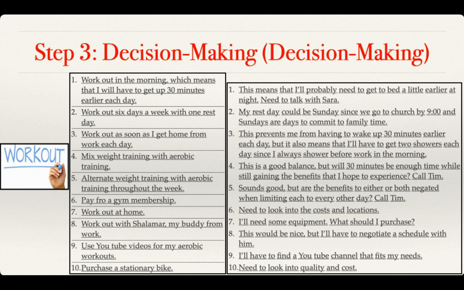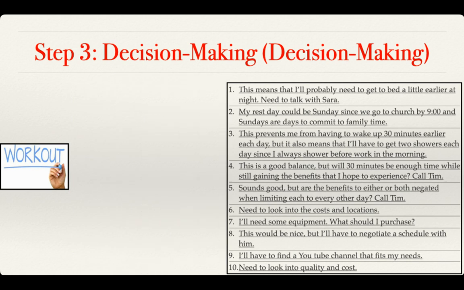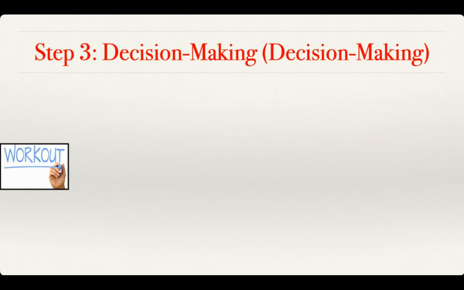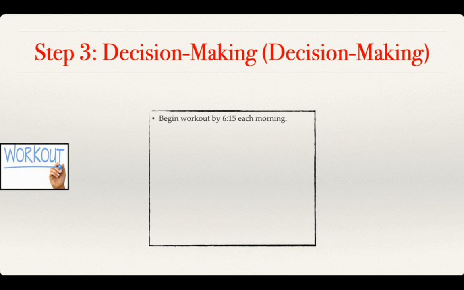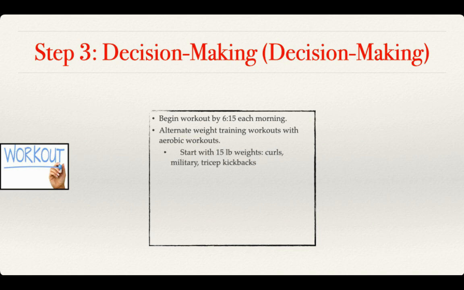All right. So let's take a look at a possible final list of decisions made after these 2 steps were processed. So this is the final decision regarding workouts. I'm going to begin my workout at 6:15 each morning. I'm going to alternate weight training workouts with aerobic workouts. I'm going to start with 15-pound weights, curls, military, and tricep kickbacks. I'm going to start with 3 8-minute stationary bike workouts with 2-minute rests. Notice that we're getting more detailed.